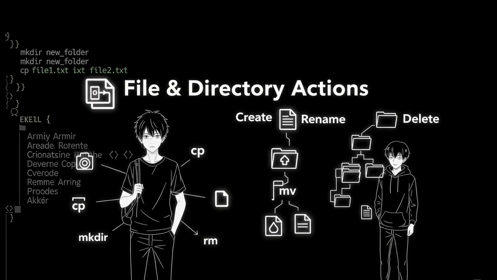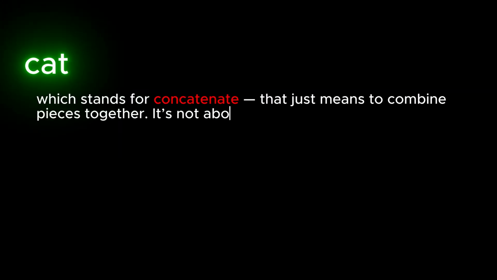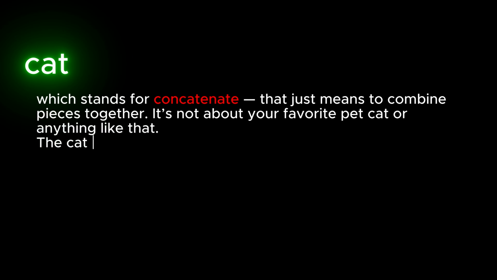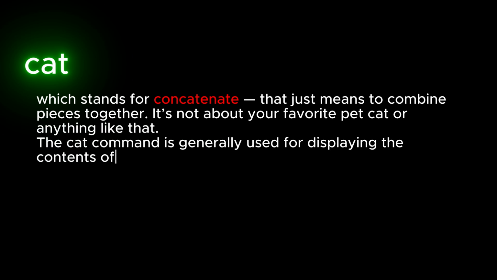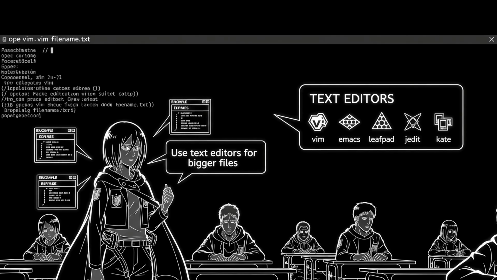methods. The first one is cat, which stands for concatenate. That just means to combine pieces together. It's not about your favorite pet cat or anything like that. The cat command is generally used for displaying the contents of a file, but it can also be used to create small files. For creating bigger files, it's better to enter the code in a text editor like Vim, Emacs, Leafpad, Gedit, or Kate, and then save it as a file.